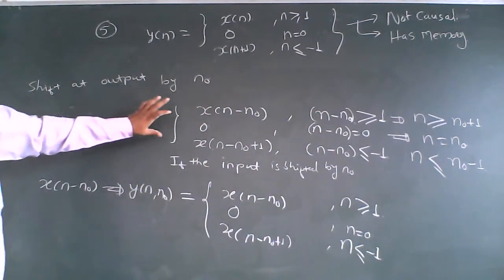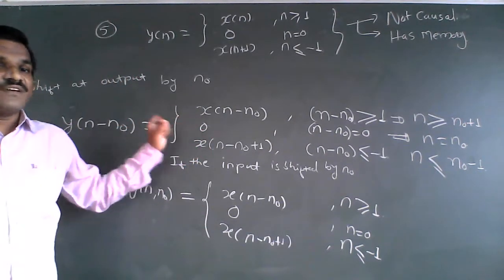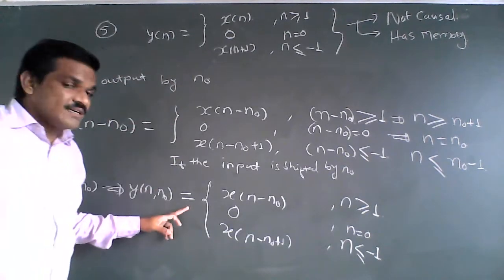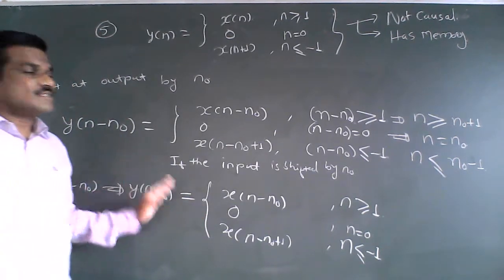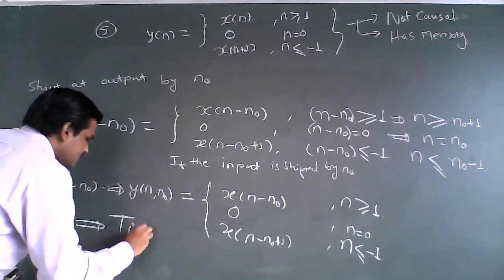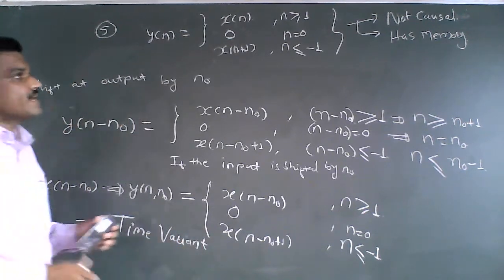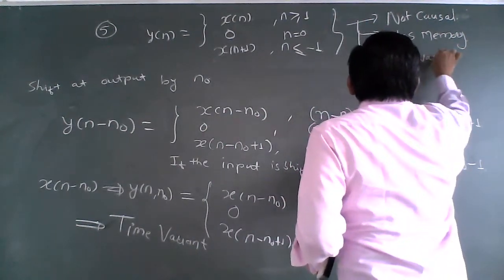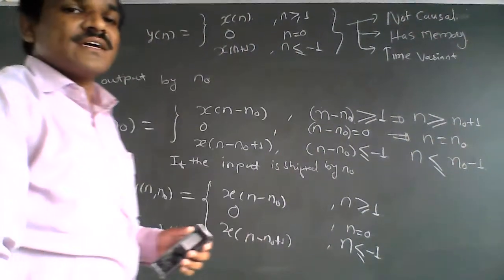From these two equations, this is equation one, this is equation two. It is very clear that when we shift the output by n0, it doesn't correspond to a shift at the input, which implies that the system is time variant. So the third property we have solved: time variant. Now let us go for the next property.